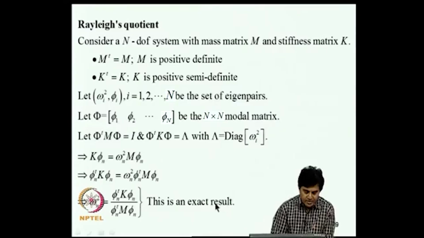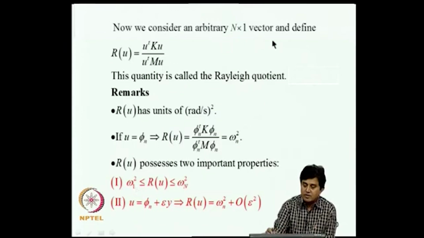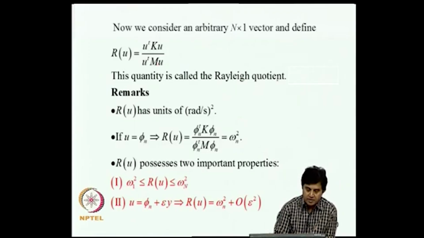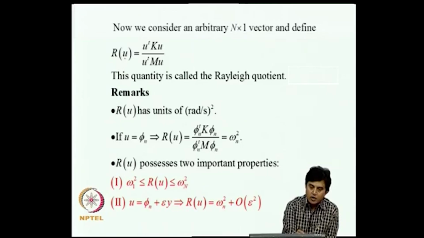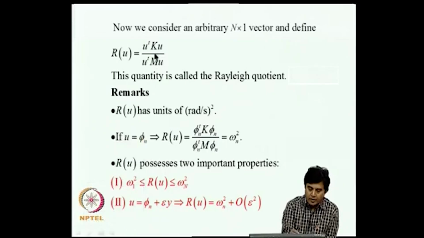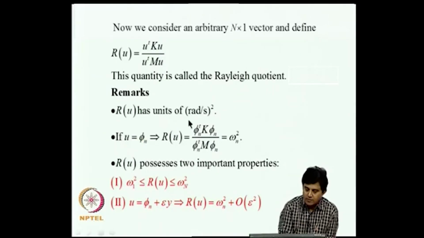Okay. Now, instead of considering this nth eigenvector, I will now replace that eigenvector by an arbitrary n cross 1 vector u. I form the ratio u transpose k u divided by u transpose m u. By definition, I call this quantity Rayleigh's quotient. So, clearly we denote it as R of u, u is a vector, and it has clearly the units of radian per second whole square. Now, if u were to coincide with the nth eigenvector, R of u would be simply the nth natural frequency squared. Okay. Now, why are we interested in this quantity?